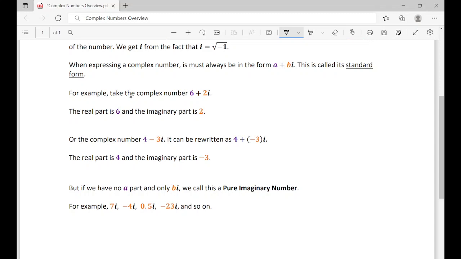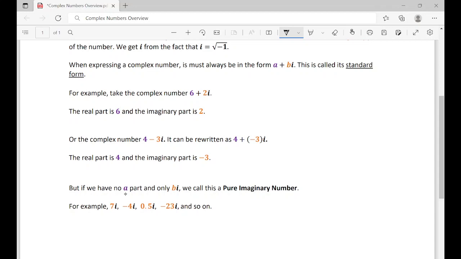So take, for example, the complex number 6 plus 2i is in the correct form. We say that the real part is 6 and the imaginary part is 2. Same thing here, if we have 4 minus 3i, we can just rewrite it as 4 plus -3i. And again, the 4 out here is its real part, and -3 here, you can just say -3 here, whichever you prefer, is its imaginary part.